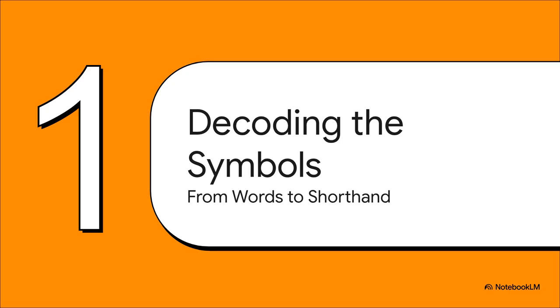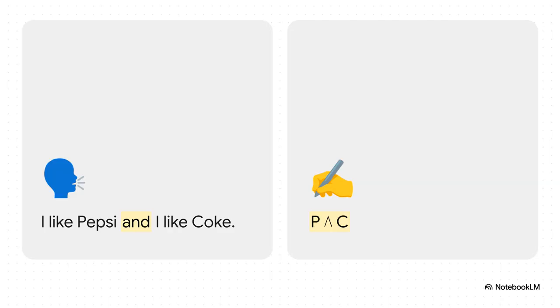Okay, first up, the symbols. Now, don't let this part scare you off. We're not learning some complex new language. Honestly, it's the opposite. Think of this as a super efficient shorthand. Its whole job is to cut through the messiness and ambiguity of everyday language, so we can see the pure, simple structure of an idea.